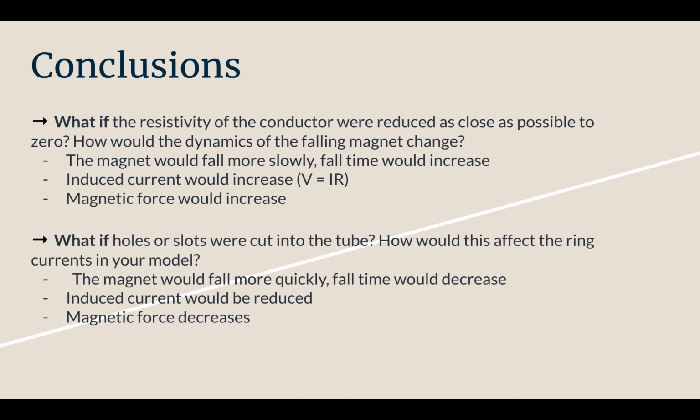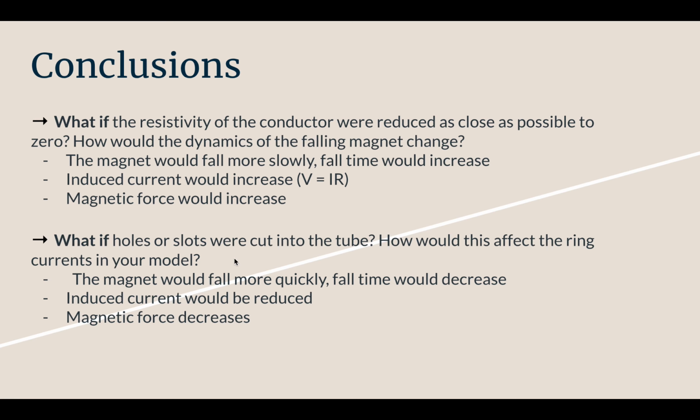To conclude this lab, what if the resistivity of the conductor were reduced as close as possible to 0, and how would the dynamics of the falling magnet change? If the resistivity of the conductor was reduced to nearly 0, then the magnet would fall more slowly. Using Ohm's law, which is V equals IR, we know that if the resistivity decreases, then the induced current would increase and the magnetic force would also increase.